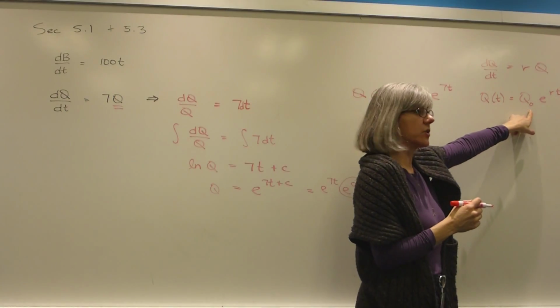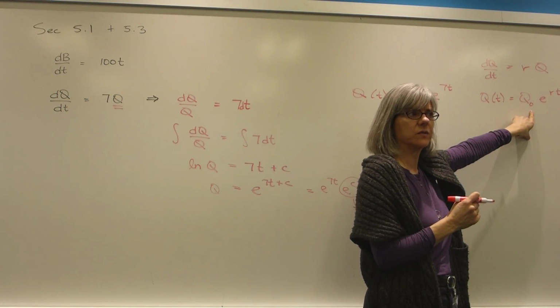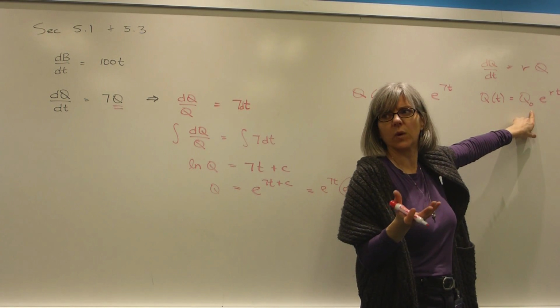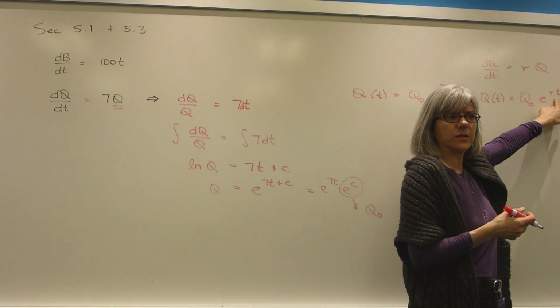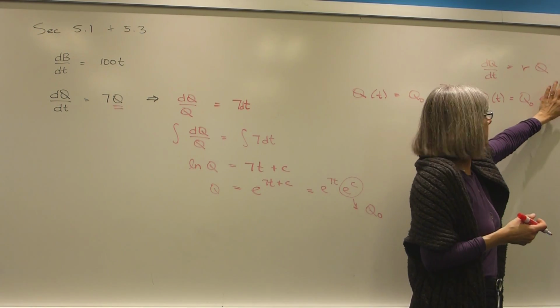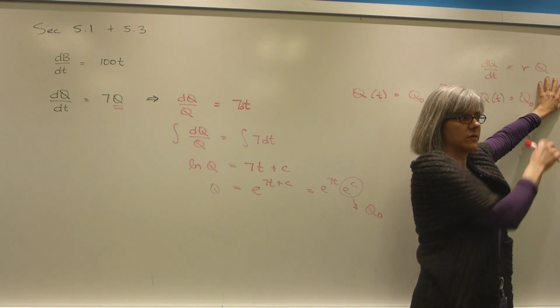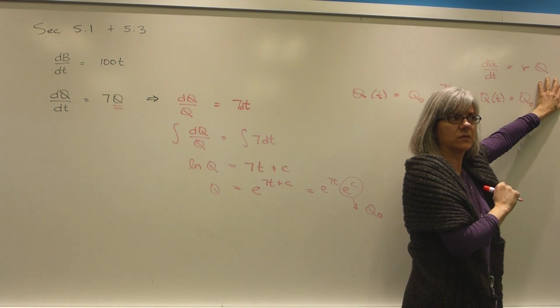This is called the initial condition. Why would I call that the initial condition? Initial condition means what happens when t equals 0. If I put 0 in here, what do I get for e to the 0? 1. So when t is 0, it's equal to my initial condition.